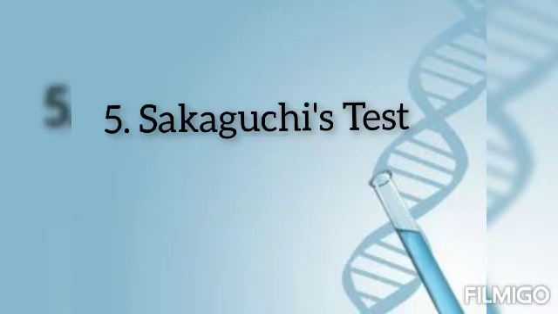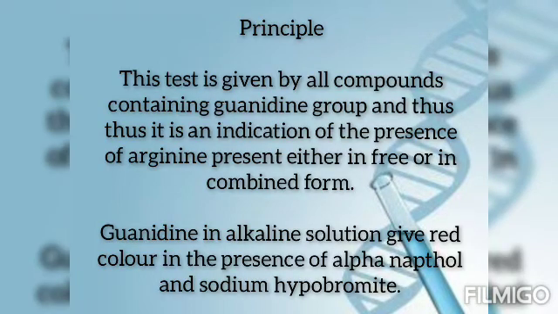Fifth test, that is Sakaguchi test. Principle: this test is given by all compounds containing guanidine group and thus it is an indication of the presence of arginine, either in free or in combined form. Guanidine in alkaline solution gives red color in the presence of alpha naphthol and sodium hypobromite.